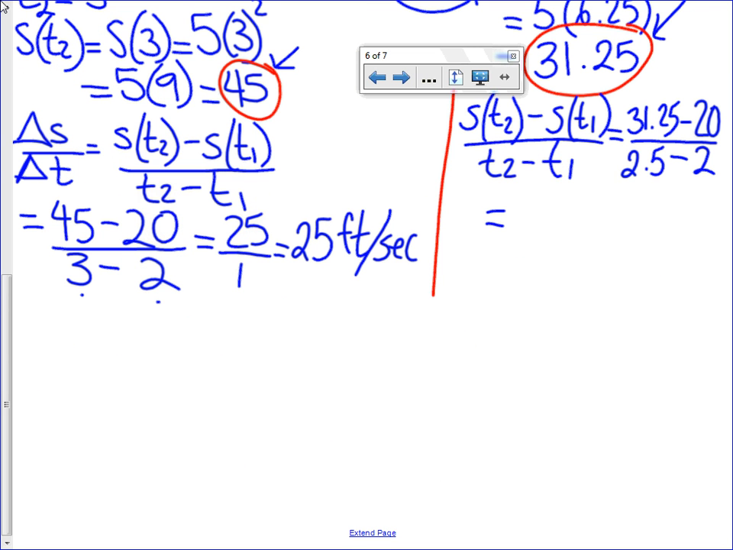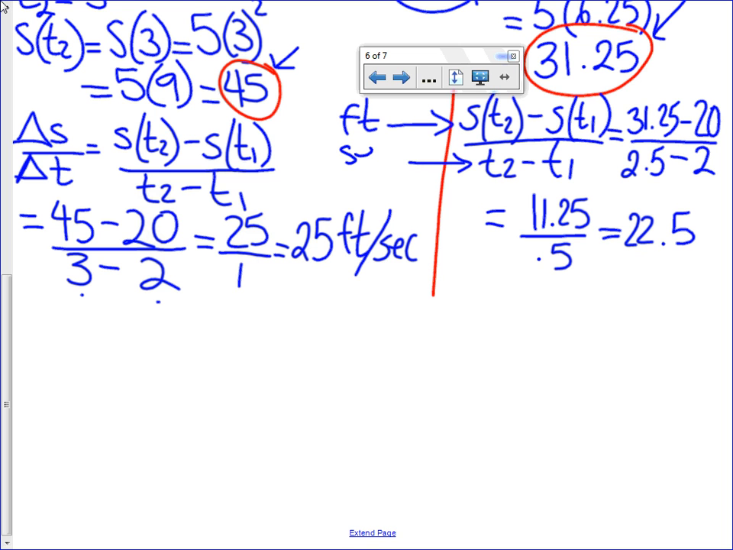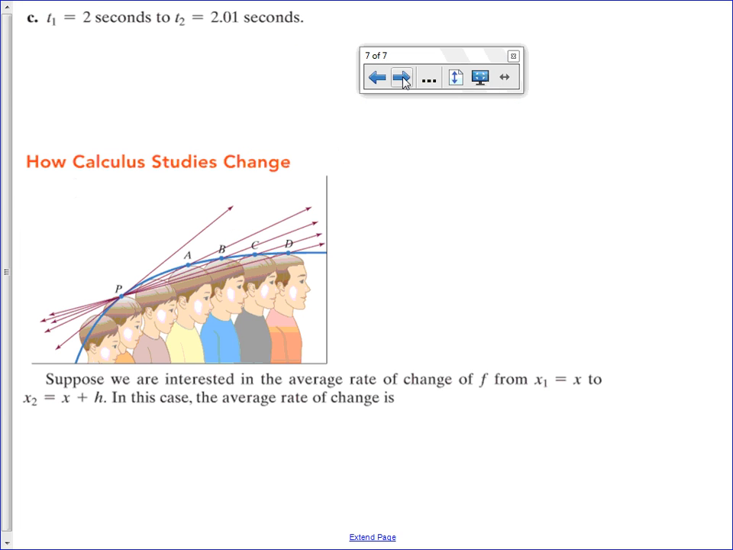And so that will give us 11.25 divided by 0.5. And if we divide that, we will get 22.5. And our units, since this part is given in feet and this part is given in seconds, will be 22.5 feet per second. Okay, so that is the answer of the problem. Let's go to the next slide.